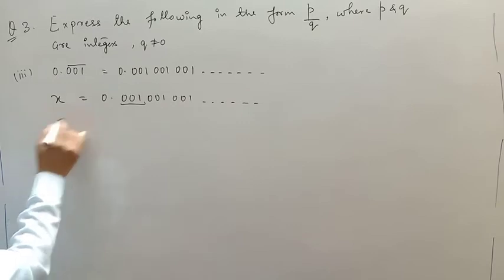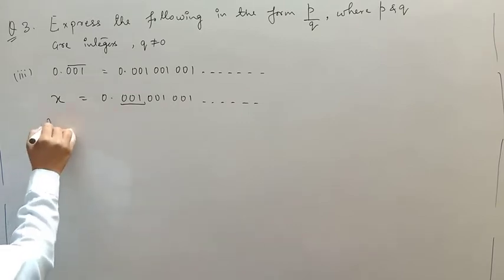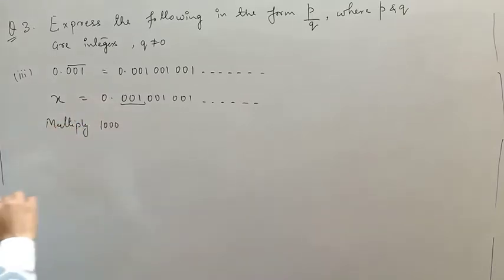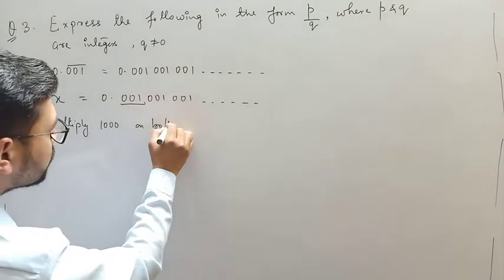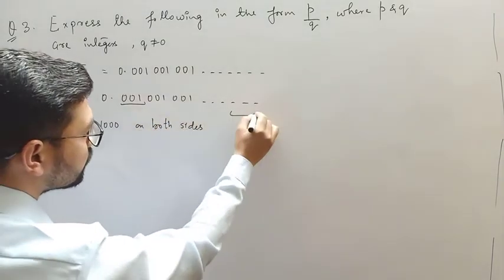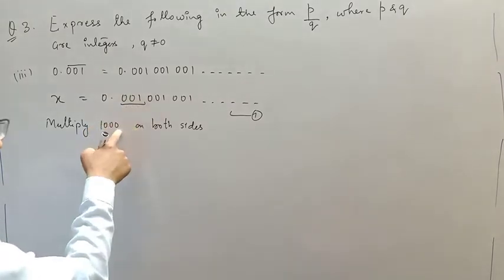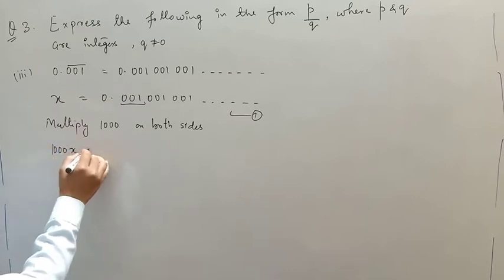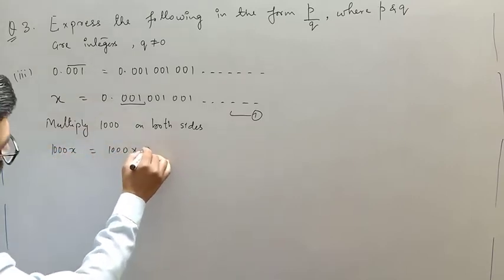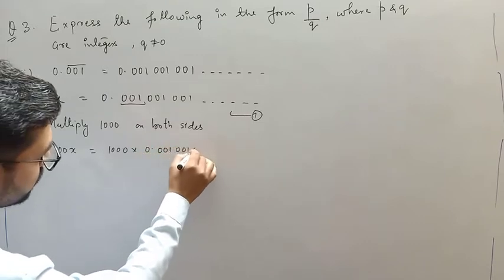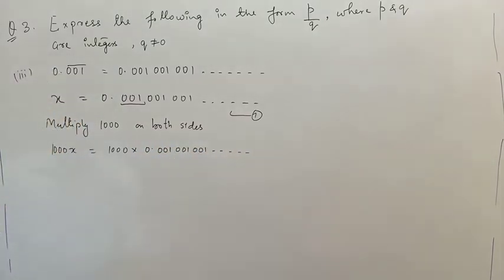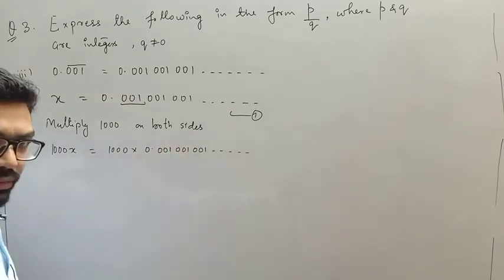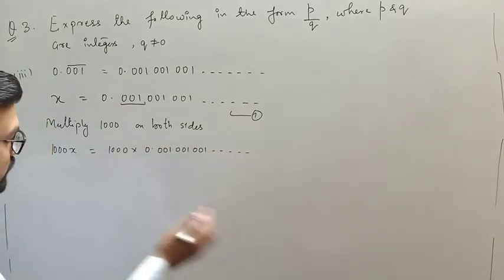So I just multiply 1000 on both sides. The reason is 1, 2 and 3. So 3 zeros are needed. So here 1000x is equals to, and so on. So when I multiplied 1000 with this, the decimal is shifted to the third position, right? On the right-hand side.